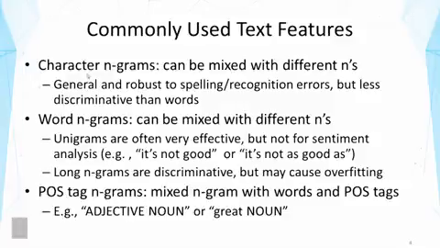So now let's talk about some features that are often very useful for text categorization and text mining in general, but some of them are especially needed for sentiment analysis. So let's start from the simplest one, which is character n-grams. You can just have a sequence of characters as a unit, and they can be mixed with different lengths. This is a very general and very robust way to represent the text data, and you can do that for pretty much any language.